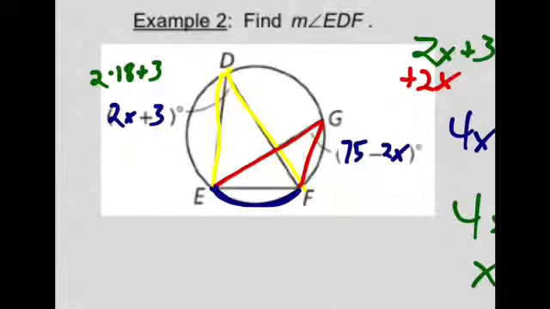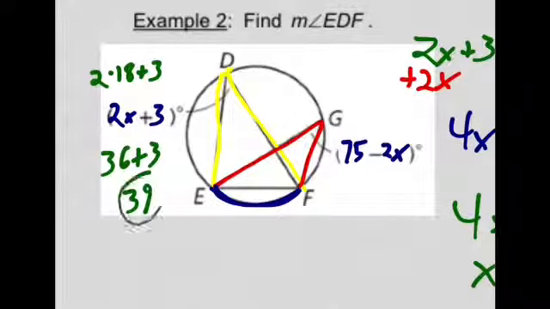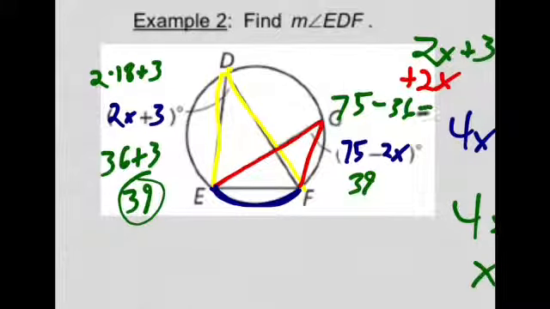I want to plug them into both, just so I can check and make sure both those angles are equal. I've got 36 plus 3 equals 39. And then this angle should also equal 39. Let's see. 75 minus 36 does equal 39. So I'm good to go.